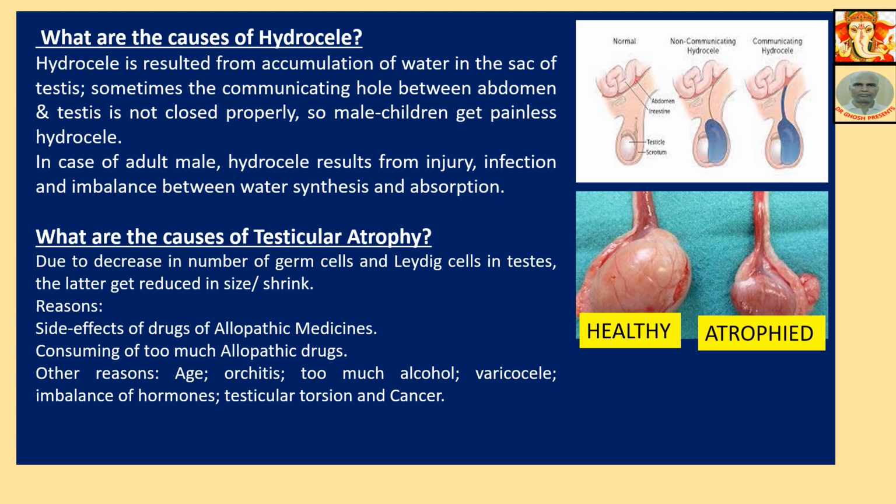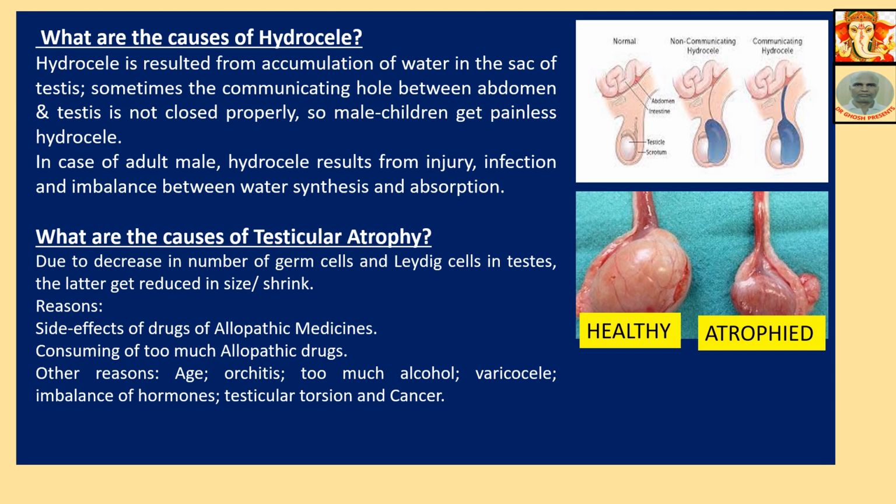In case of an adult male, hydrocele results from injury, infection, and imbalance between water synthesis and absorption. The water is synthesized within the sac and it is also absorbed. If there is a disbalance, and synthesis is more, then accumulation will be there. Otherwise, there may be injury or infection also.